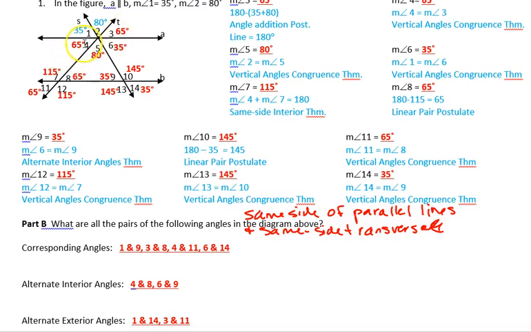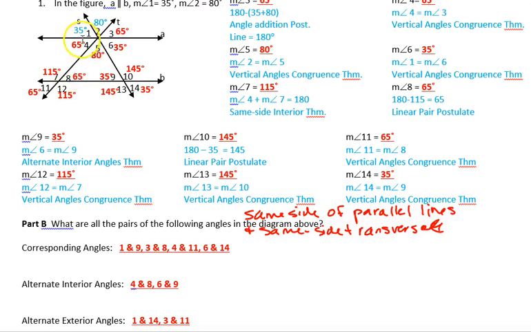Then we've got 4 and 11. 4 and 11 are on the bottom of the parallel lines and on the left of the transversal. And we have 6 and 14 are on the bottom of the parallel line and on the right of the transversal. Alternate interior angles are angles that lie on alternate sides of the transversal.